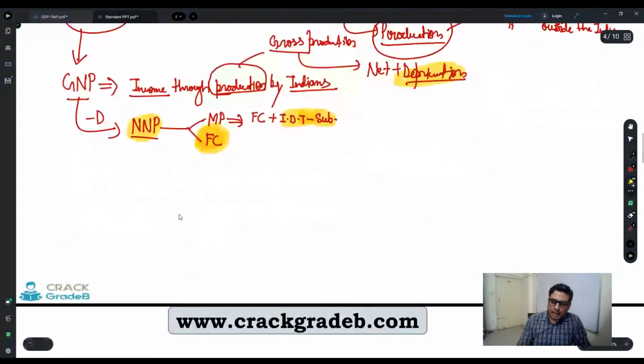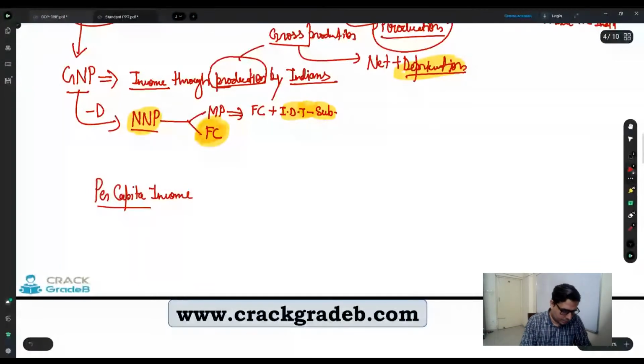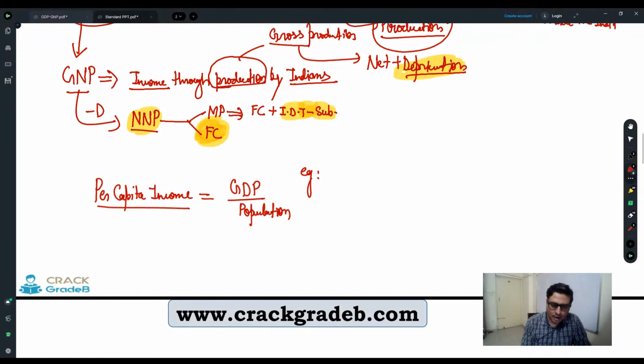now I'm coming back to this point, per capita income. I told you that per capita income means GDP upon population. So from here I will answer Shubham's question: is higher GDP good or bad? Actually, Shubham or all of you have to answer: is GDP good or bad?